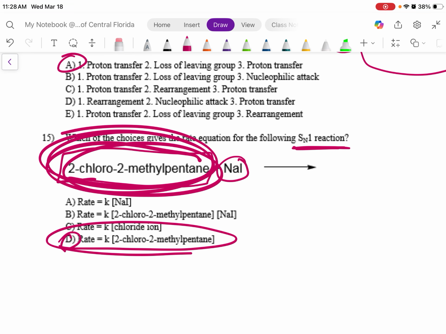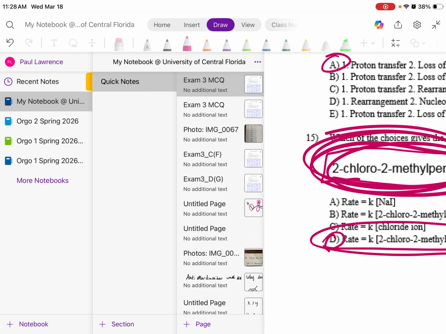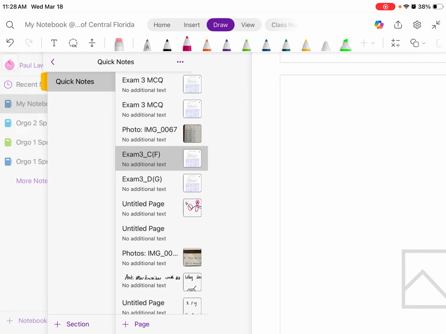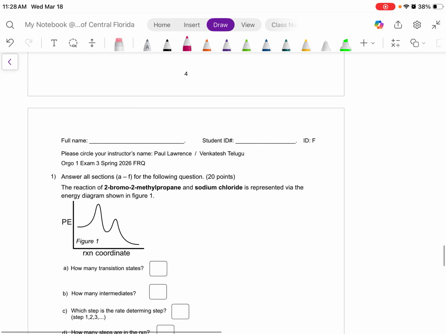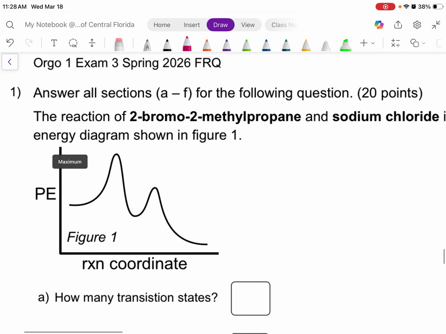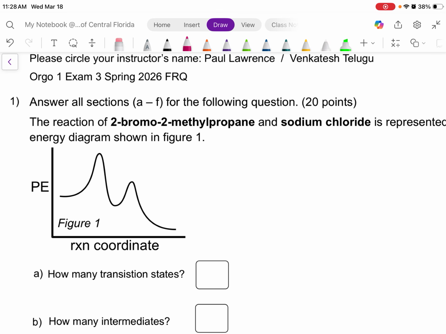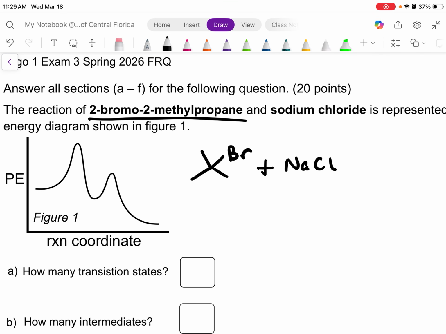Okay, now let's go and take a look at the FRQs. So if we take a look, another nomenclature problem here. What does that molecule look like? It looks like this. And then sodium chloride would be sodium chloride. Okay, but when we look at this energy diagram, that's really what's going to get us some points here.